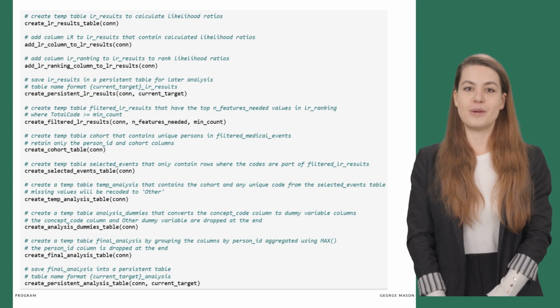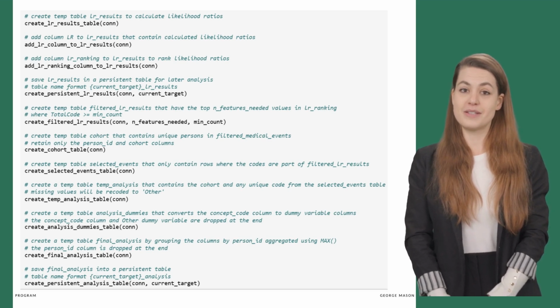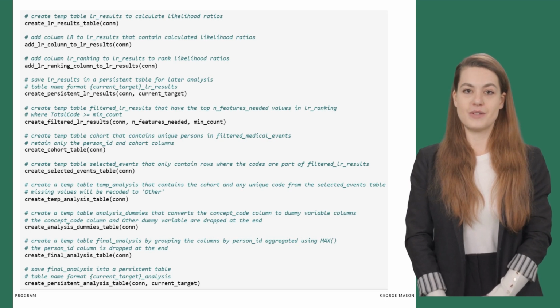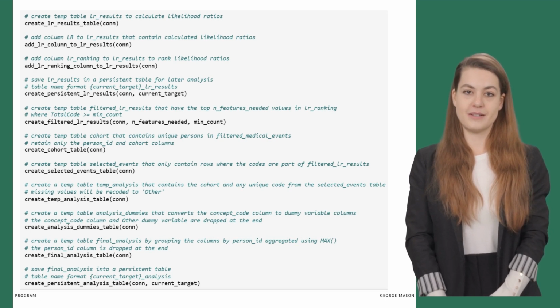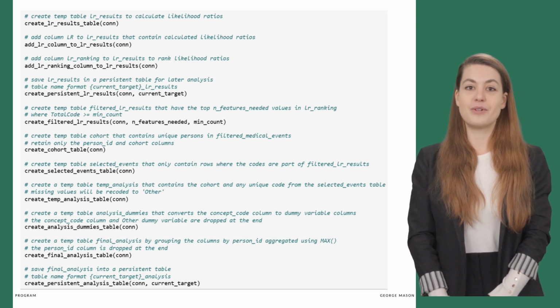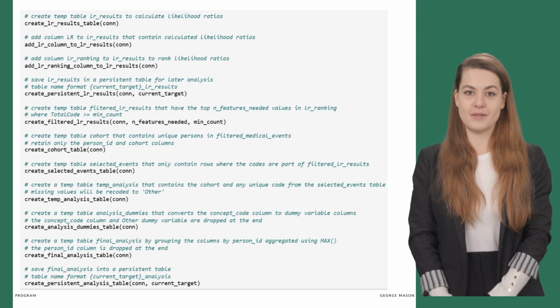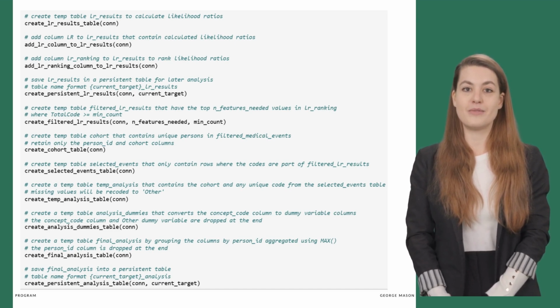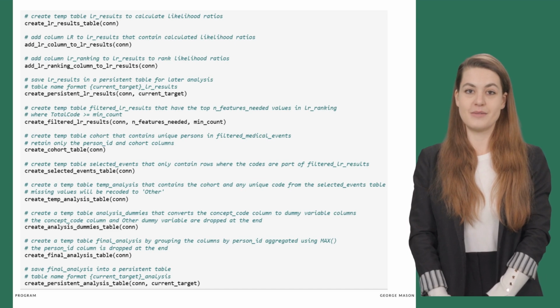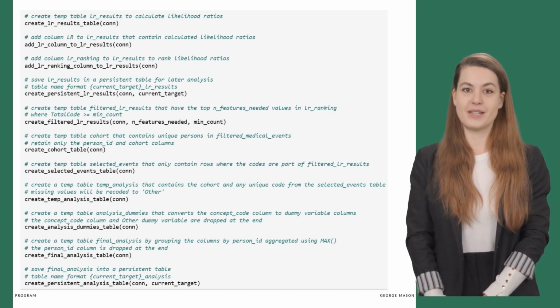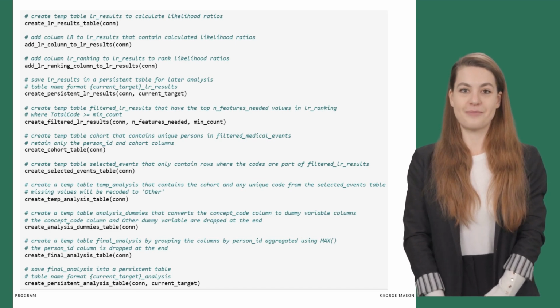This function further processes the likelihood ratio analysis by creating and calculating likelihood ratios in LR_results, ranking and saving the results in a persistent table for later analysis, filtering the top features and creating the cohort table with unique persons, selecting relevant medical event data and preparing it for analysis, converting concept_code to dummy variables and grouping data by person_id, saving the final analysis in a persistent table for the target.